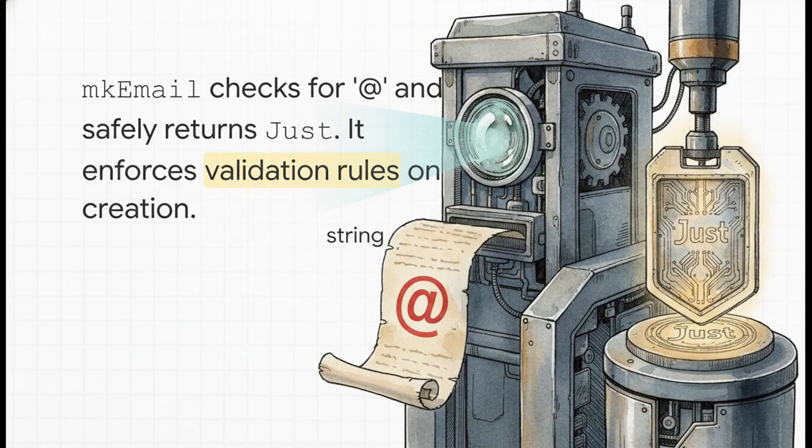If it is, it safely wraps the string in our email type and returns just email string. If it isn't, it returns nothing. We are enforcing our validation rules right at the moment of creation. Think of it exactly like a cryptographic ID badge. You literally cannot get the badge if you don't pass the background check. The old way was basically like handing out unverified guest passes to anyone who walked up and asked.